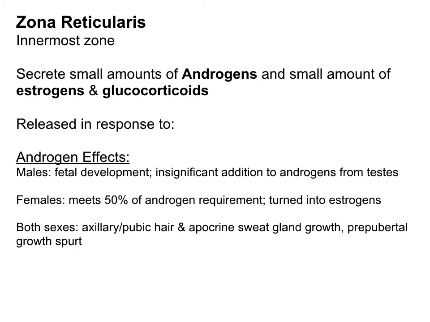In females, the androgens coming from here actually meet 50% of the female's androgen requirement, and most of these androgens are then turned into estrogens by many different tissues in the body, such as adipose tissue. Now, in both genders, the androgens are going to help stimulate the growth of axillary and pubic hair, also growth of your apocrine sweat glands at puberty, and they also help to promote your libido and your prepubertal growth spurt.